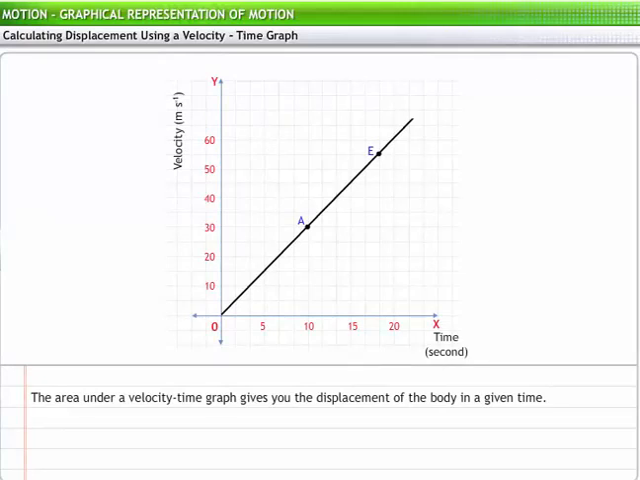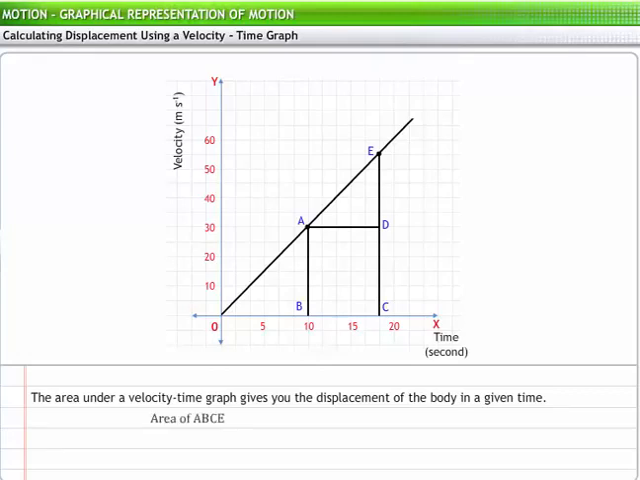Similarly, you can also determine the displacement of a body moving with uniform acceleration. Consider the velocity-time graph. To determine the displacement of the body between points A and E, from both points A and E, draw two lines parallel to the y-axis, intersecting the x-axis at points B and C respectively. From point A, draw a line parallel to the x-axis to intersect the line CE at D.